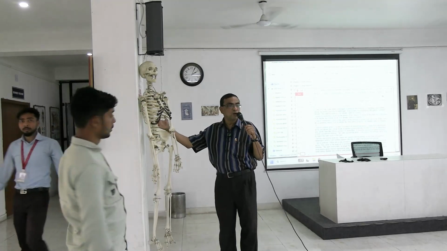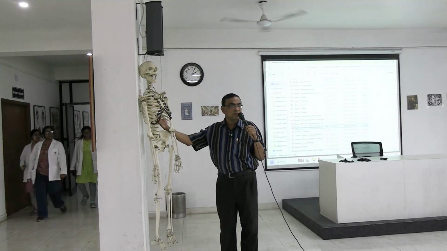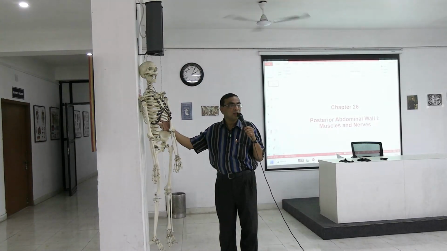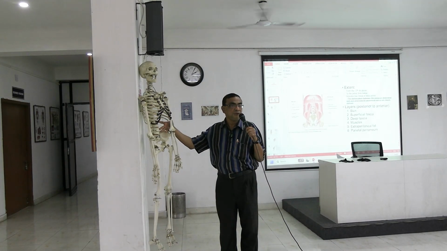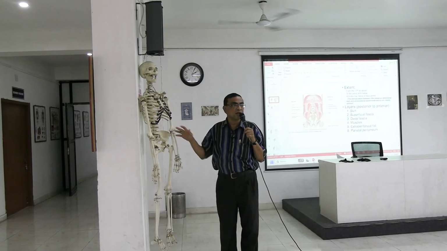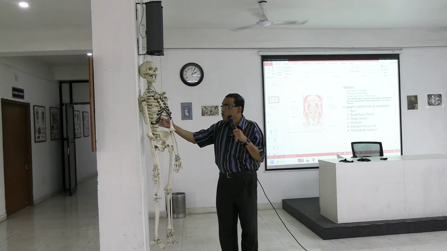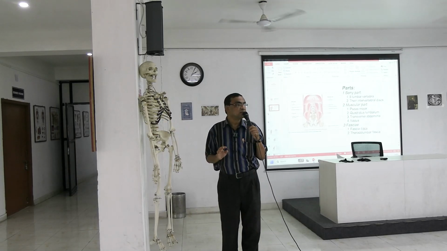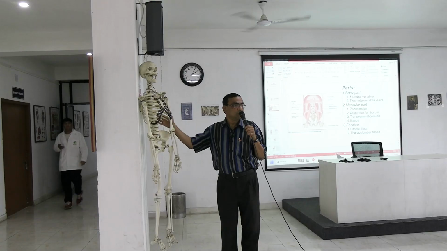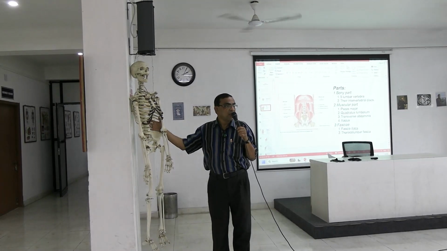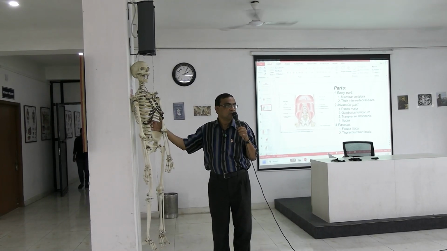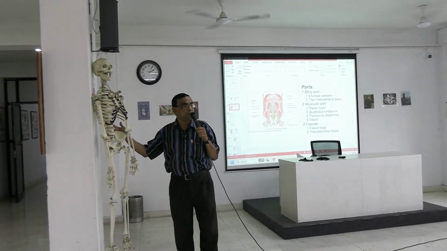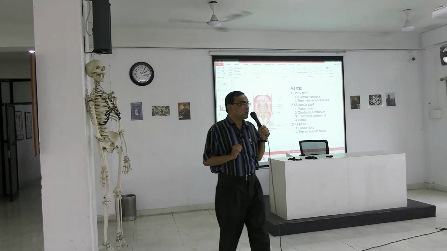So, the posterior abdominal wall. You can see in the midline it is contributed by the different lumbar vertebrae, and in the pelvis you can see this is the sacrum. On either side we can get skin, superficial fascia, deep fascia. Then we can get the muscles, which will form the lateral part of the posterior abdominal wall.